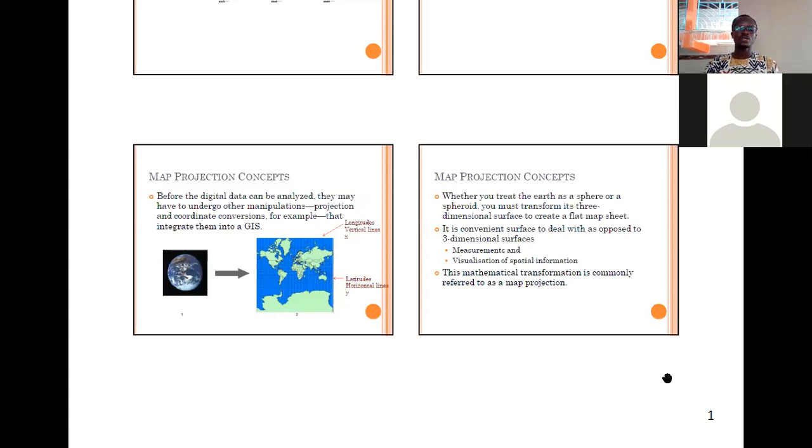All right, so you can see on this diagram we see the whole earth, the F in there. Then we have the map on the right hand side. So the round earth to a flat surface. That's the whole thing, this round object to a flat surface, and that is a mathematical transformation. Whether you treat the earth as a sphere or as a spheroid, you must transform its three-dimensional surface to create a flat map sheet. Period. Are you okay? So, sphere versus spheroid.